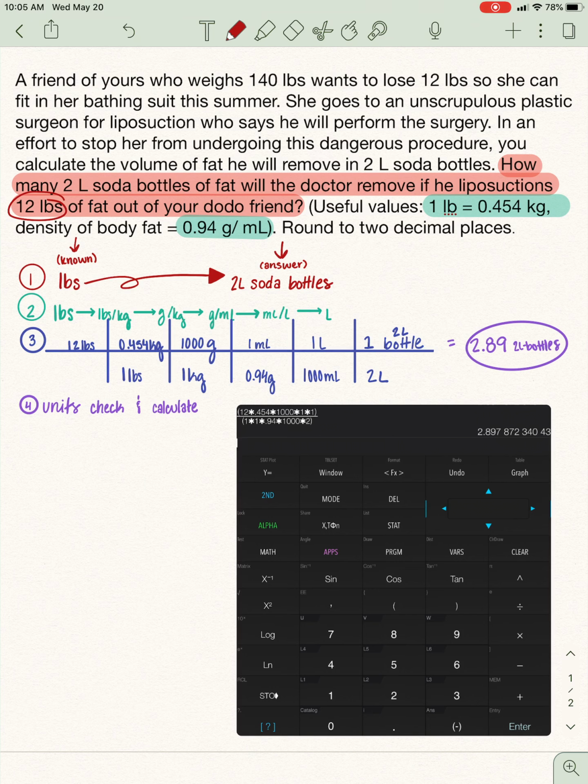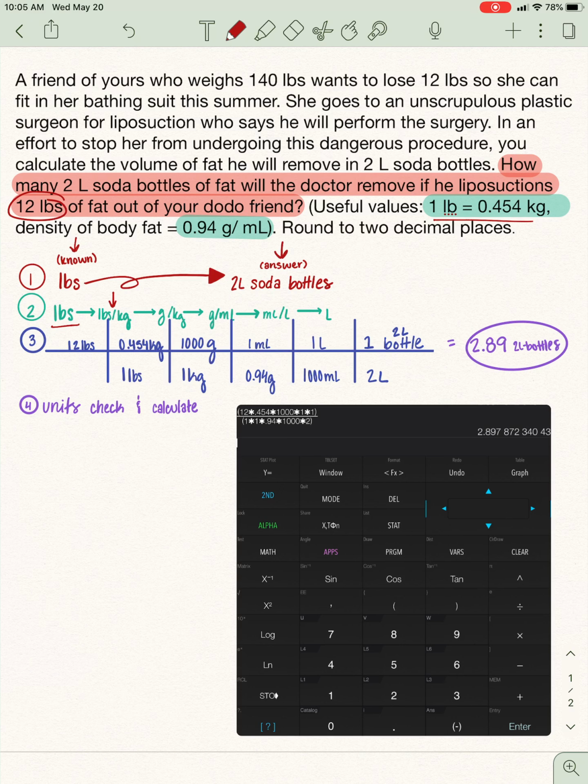Then my next step is to figure out what path I'm going to need to take to get from pounds to 2-liter soda bottles. So I start by writing what I know, pounds, and then I go up to the problem and look for a conversion factor that has pounds in it. I see this one, 1 pound equals 0.454 kilograms. So I write that as my next step.